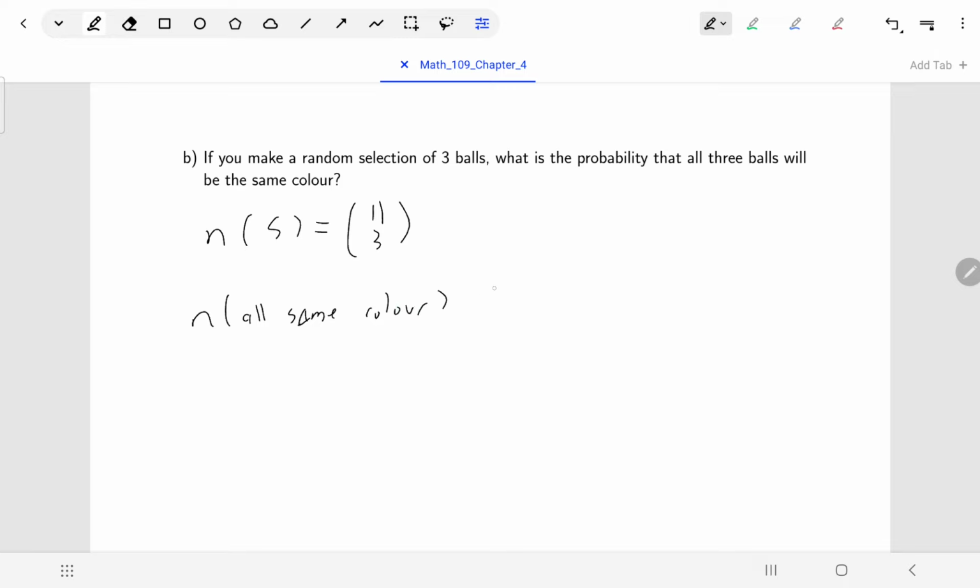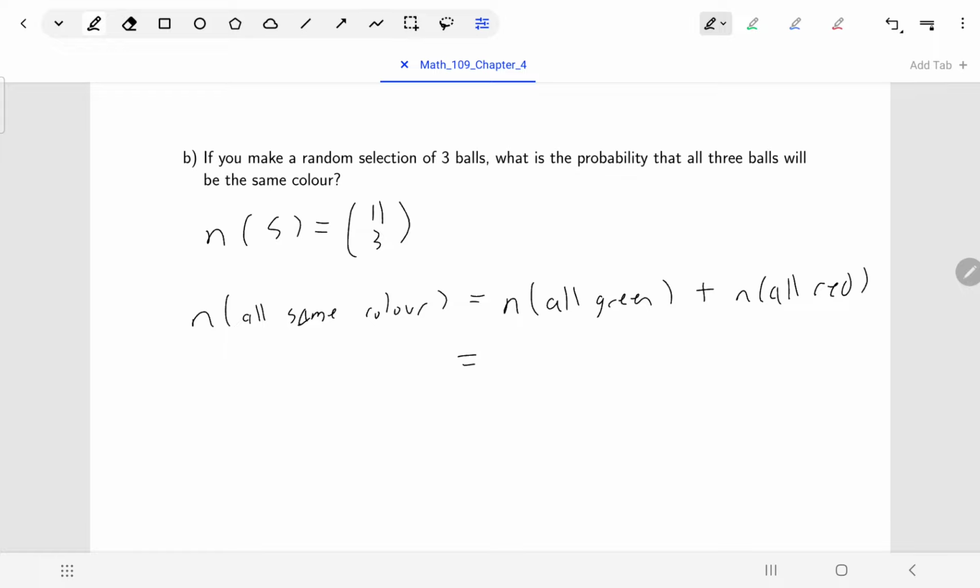And if they're all the same color, that's really 2 options. It's either they're all red or they're all green. So really I've got 2 things to count. I need to find the number of ways to get all green, and I need to find the number of ways to get all red, and I need to add the 2 things together. That's our inclusion-exclusion principle.